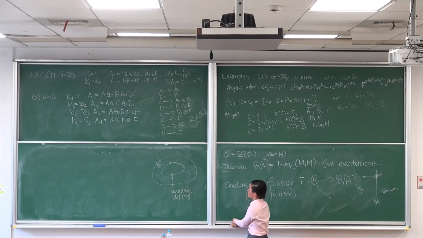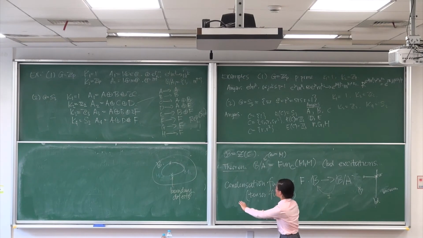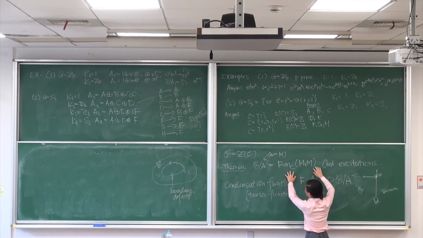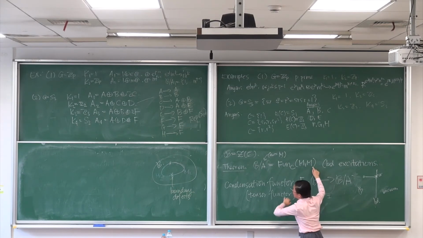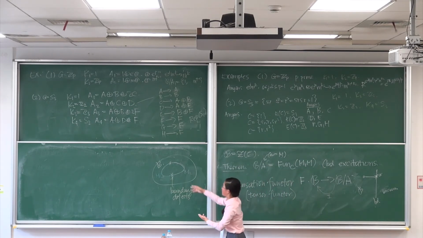And so what we'll be analyzing next time is the properties of these boundary defects. And we saw that the excitations on the boundary are given by this functor category from one model to itself. Now, these excitations are one special case of boundary defects. They're the case where M1 is equal to M2.